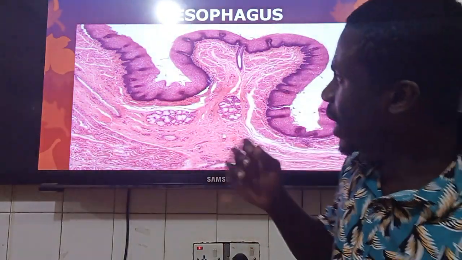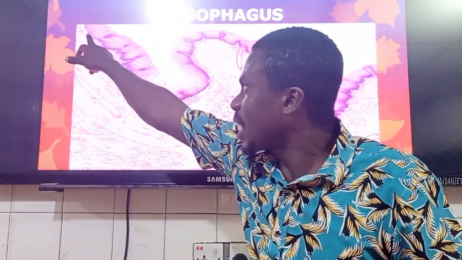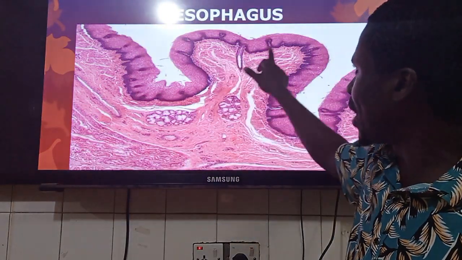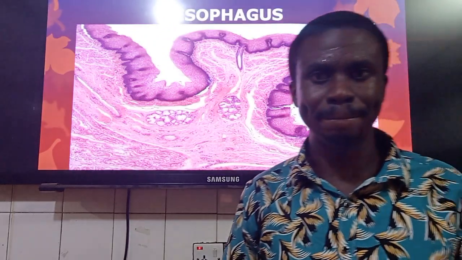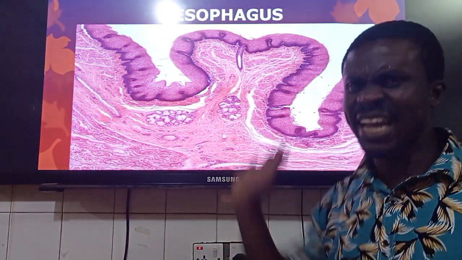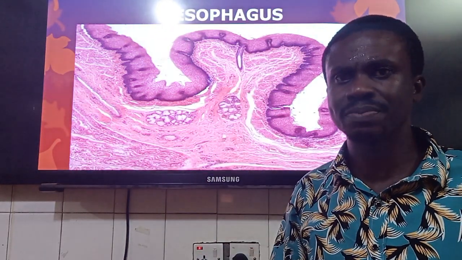I'll tell you why. Now, if you look at it, the lamina propria doesn't have any gland over there. It is lacking secretory acini, which tells me that that's more or less the upper portion of the esophagus.